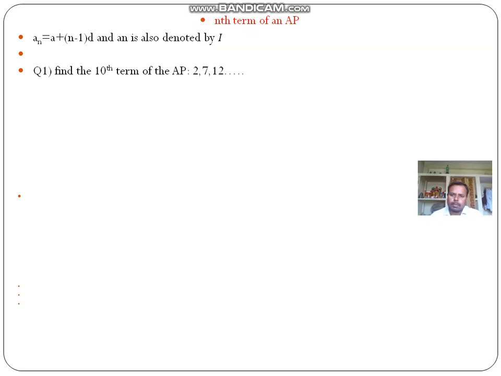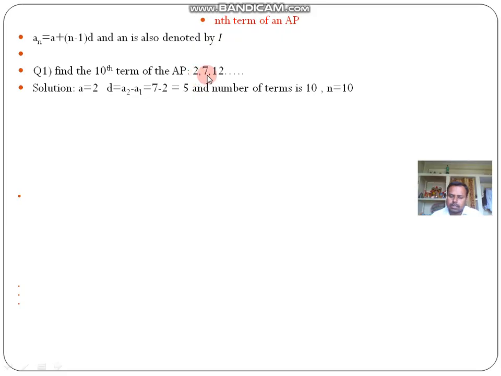Find the 10th term of the AP with the sequence 2, 7, 12, etc. Here one sequence is given. In this sequence, the first term is 2, the second term is 7, and the third term is 12. So a = 2 and the difference between the terms is d = a2 - a1. Here a2 is 7 and a1 is 2. The third term is 12 and the second term is 7. So the difference between the terms is 5.